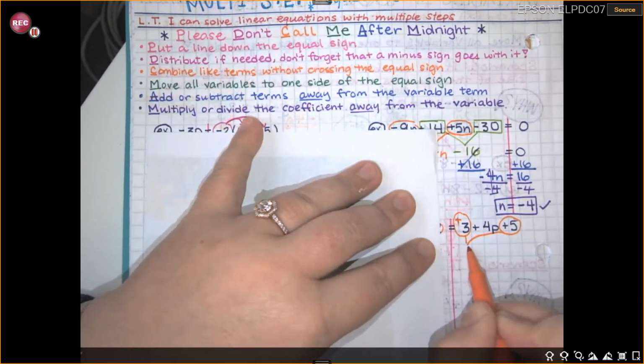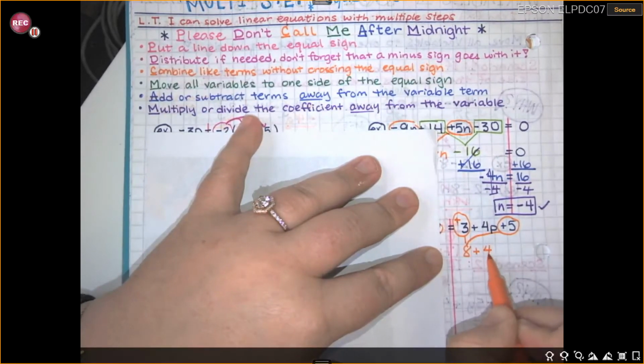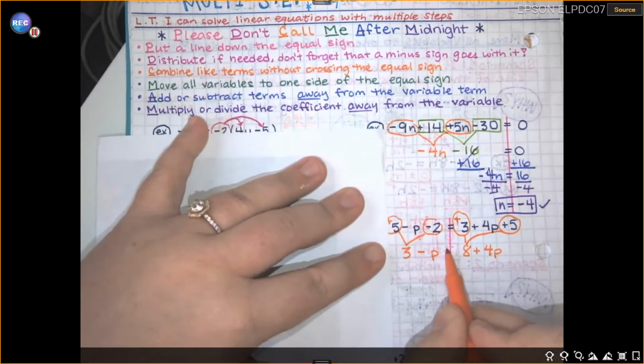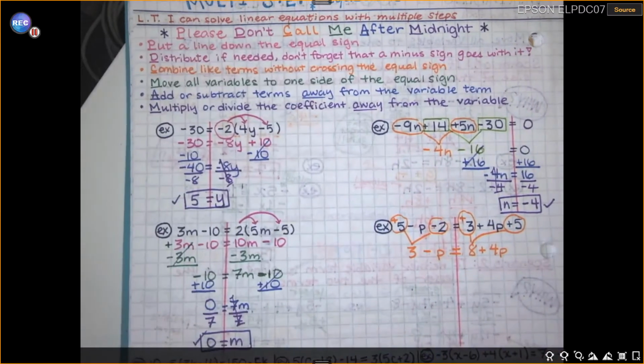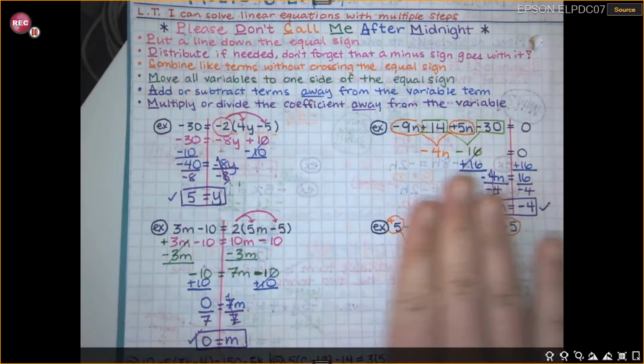And that gives me positive 8. And then this plus 4p, you just have to bring it down. There's nothing you can do with it. And then those are equal. Okay, so all I did was collect or combine the like terms on the same side to make it more simple. Okay, now it's more simple.